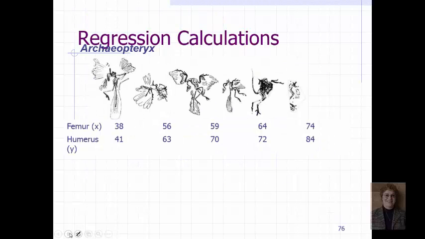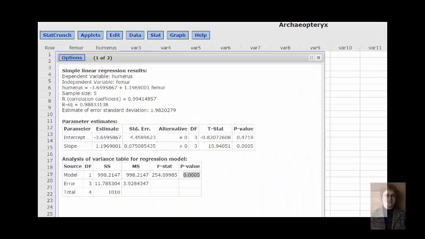Here is our Archaeopteryx data, and again, we found this in the last section. Let's go ahead and go to StatCrunch. So back to our Archaeopteryx data, you can see we have our line of least squares regression right here. We can also find those numbers. There's the number for our intercept. There's the number for our slope right there. And that's what we're going to use to predict.